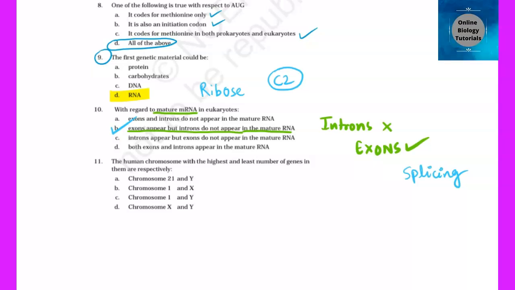Question number 11 is asking: the human chromosomes with the highest and least number of genes on them are, respectively. Again, the word respectively is coming. That means highest and least. First the number should be selected for highest. So highest was on chromosome number 1 and lowest was on chromosome Y. So this matches the question, so option C will be the right answer.